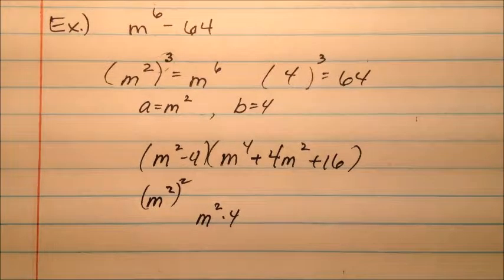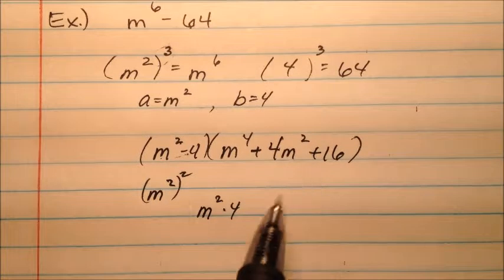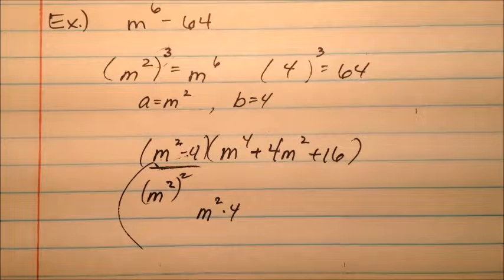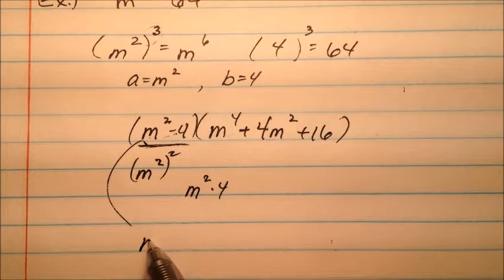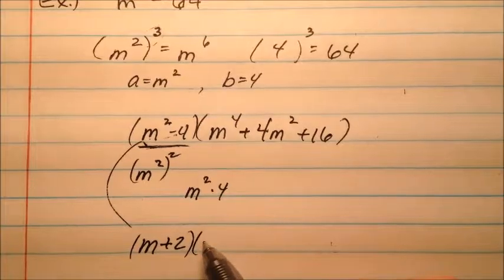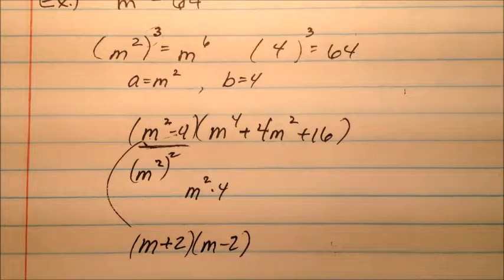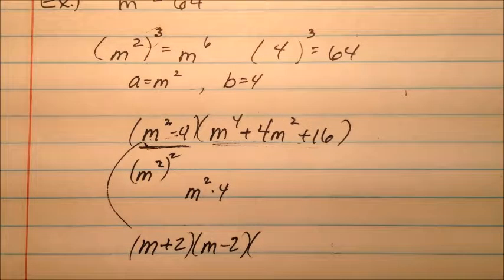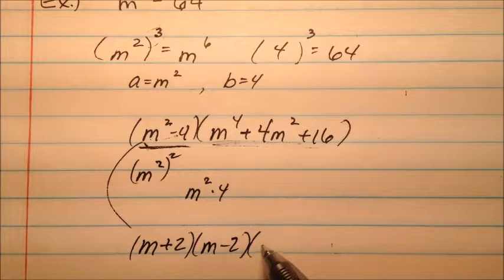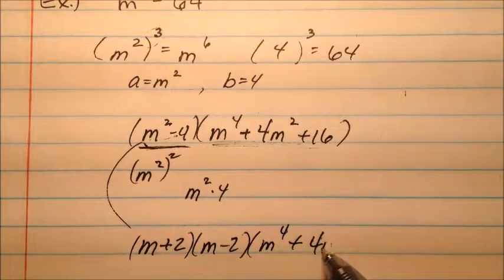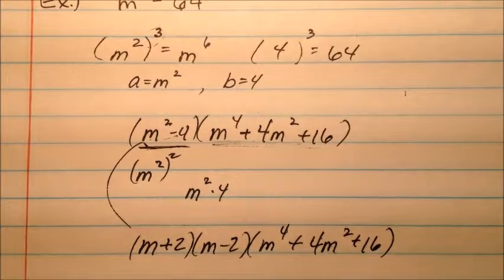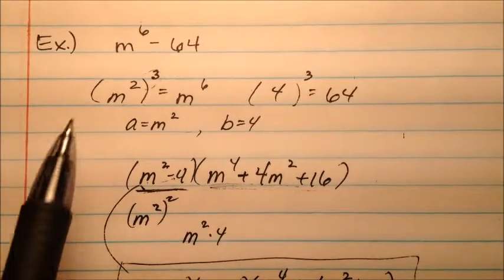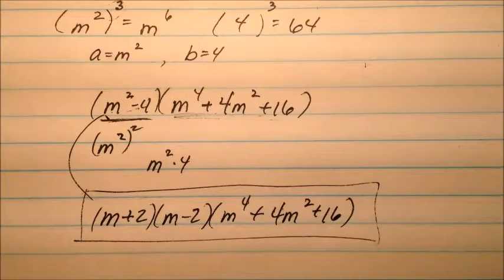Okay, well I notice something when I look at this. This m squared minus 4 happens to be a difference of squares. So if I were to bring that down here, m squared minus 4 should be m plus 2 and m minus 2. Okay, well this thing, I can't really factor that right now. It is factorable, but not by something very nice. So m to the 4th plus 4m squared plus 16. So here shall be our complete factoring of m to the 6th minus 64.